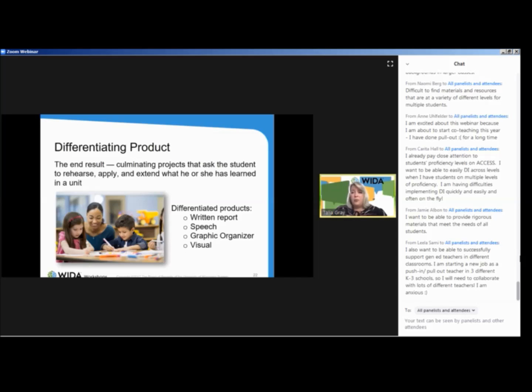Also some visual products. I know when I was in school, I loved to get up in front of the class and teach what I know and play that I was a teacher. So luckily, the teachers that I had when I was a little girl gave me those opportunities.